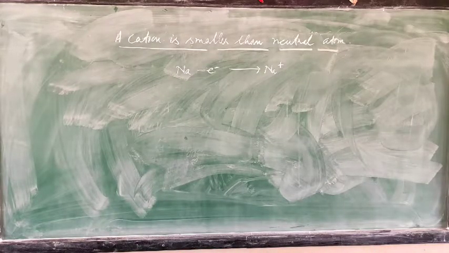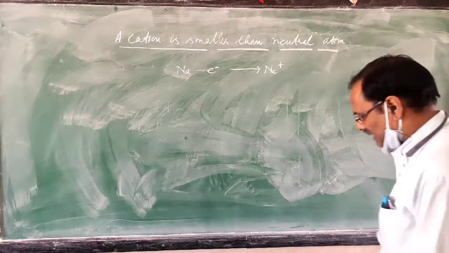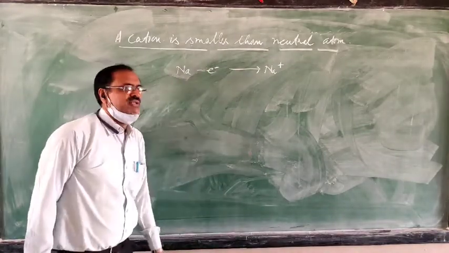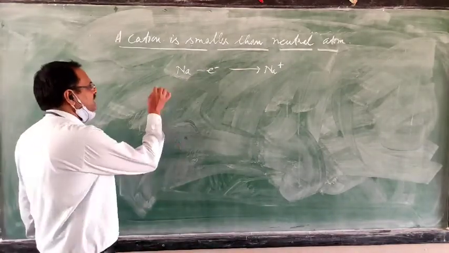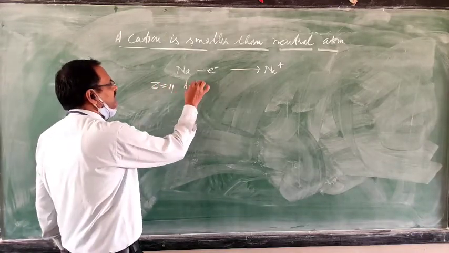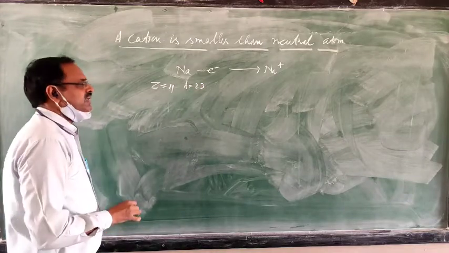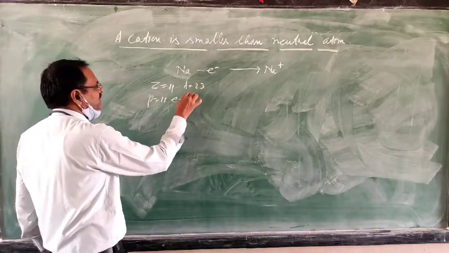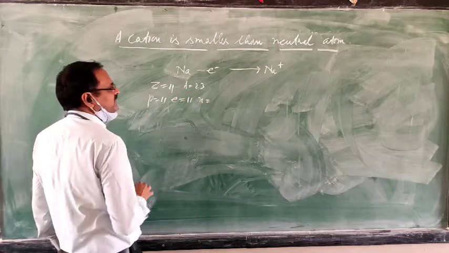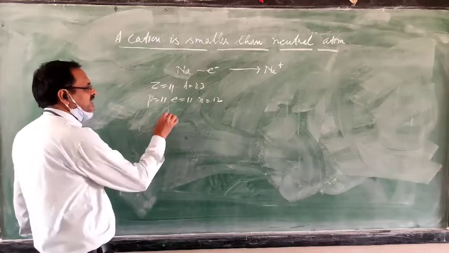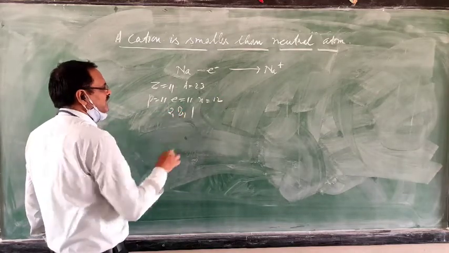As we have studied, cations are formed by loss of electron. So this sodium atom is losing one electron. What is the atomic number of sodium? 11, and mass number is 23. Number of electrons 11, number of neutrons 23 minus 11, 12. And electronic configuration is 2, 8, 1.